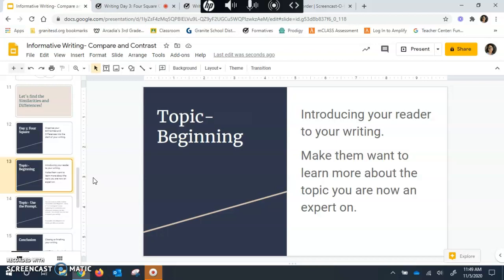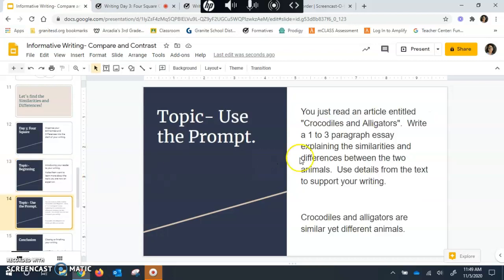So for this topic, let's use the prompt. Here's the prompt again. You just read an article entitled Crocodiles and Alligators. Write a 1 to 3 paragraph essay explaining the similarities and differences between the two animals. Use details from the text to support your writing. So it tells us right here what we have to write about, the similarities and differences between crocodiles and alligators. So these are the two animals, which are crocodiles and alligators.